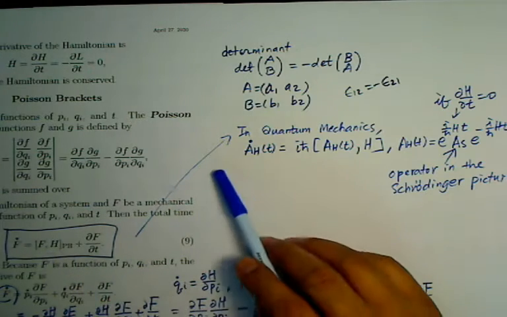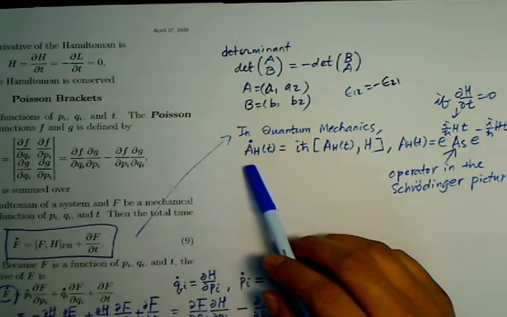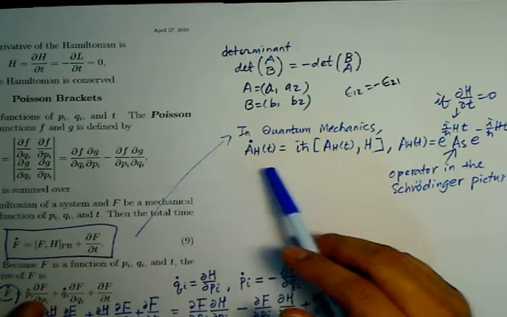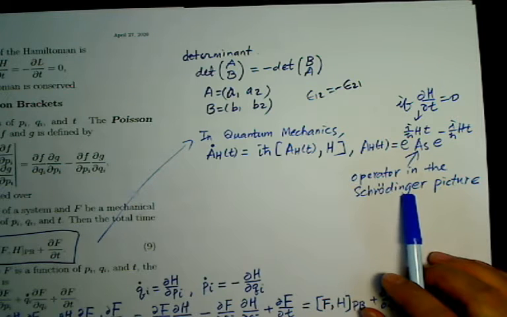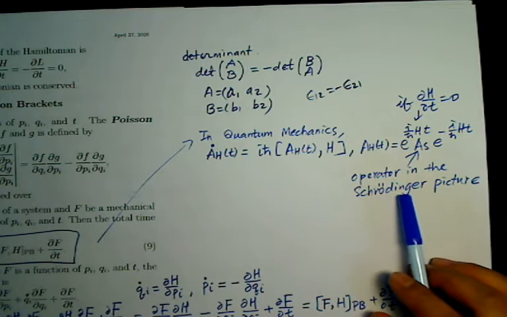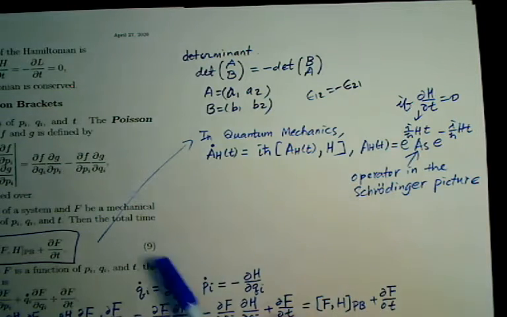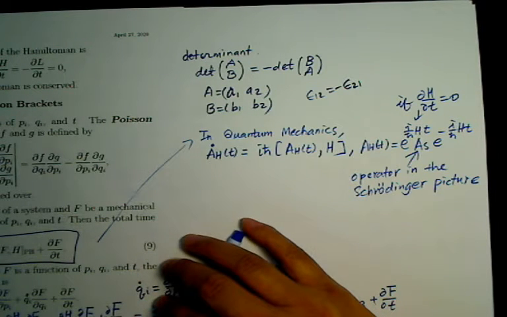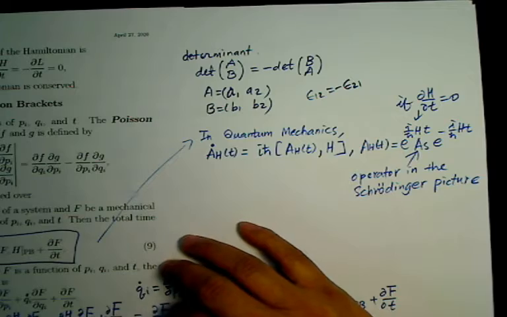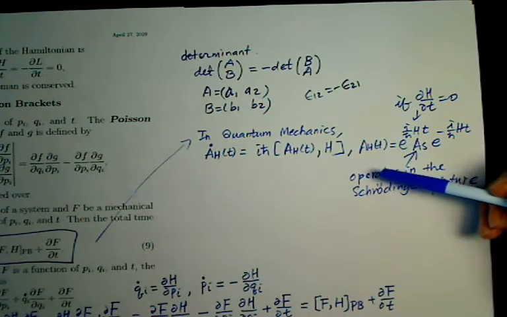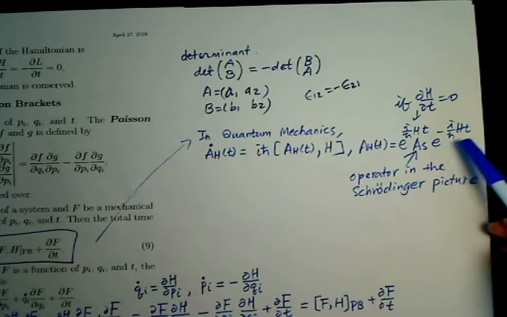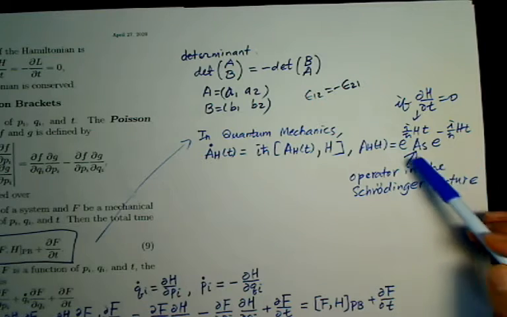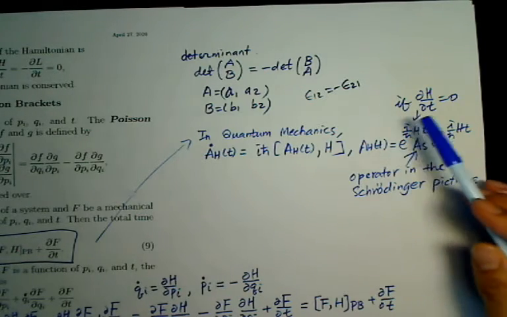You remember, in quantum mechanics the operator is usually in the Schrödinger picture, where the operator does not have time dependence, and the wave function has the time dependence. That is called the Schrödinger picture. However, we can absorb that time dependence of the wave function into the time evolution operator, and that can be absorbed into the operator.